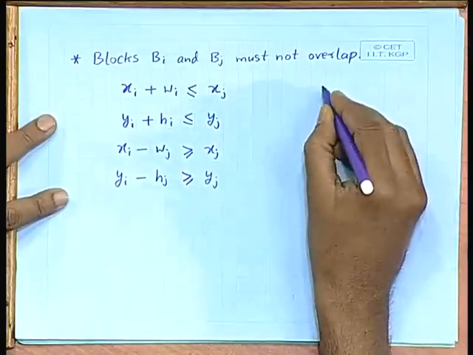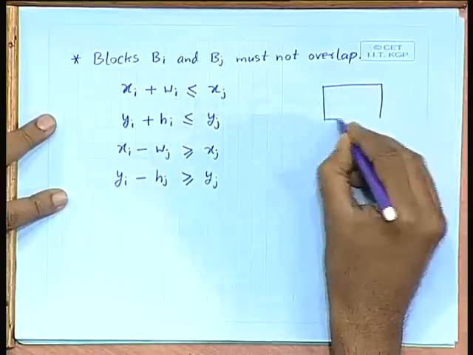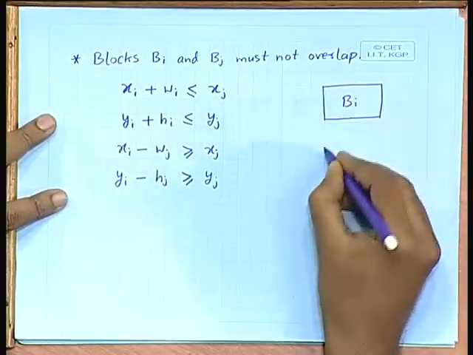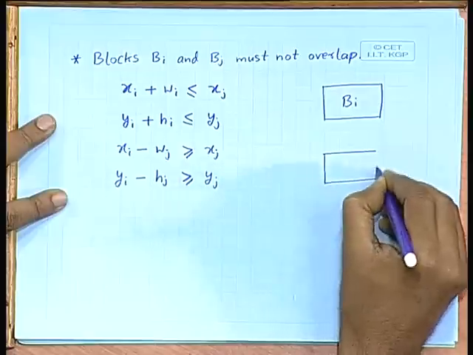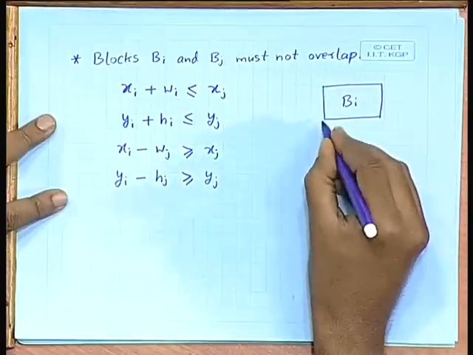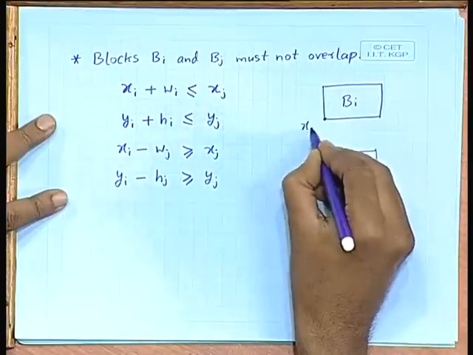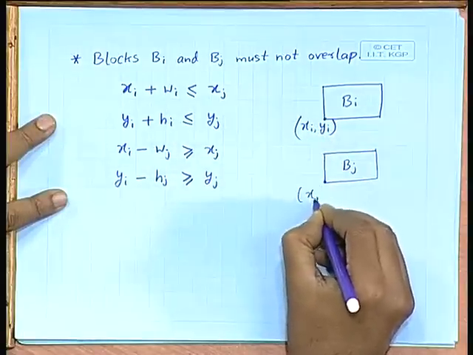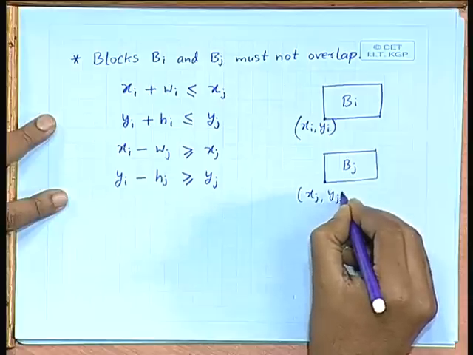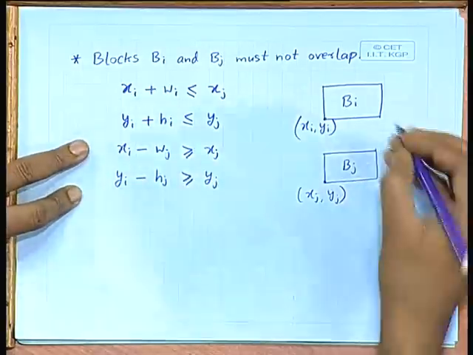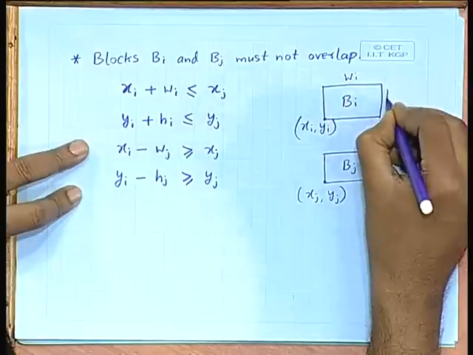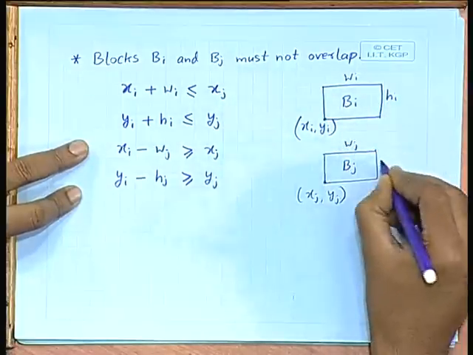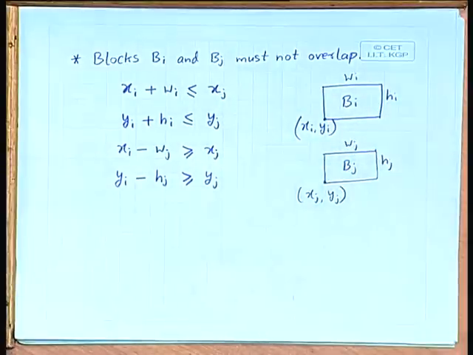Okay. So, I have two blocks bi and bj, where the lower left coordinates are xi, yi and xj, yj. wi and hi are the width and height, of course. This is wi, this is hi, this is wj and this is hj. Okay. Now, let us try to interpret these 4 equations.